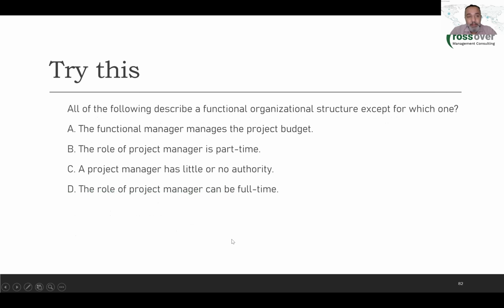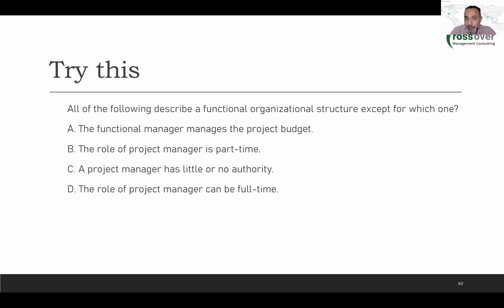Correct. Another question. All of the following describe a functional organizational structure except for which: the functional manager manages the project budget; the role of the project manager is part-time; a project manager has little or no authority; the role of the project manager can be full-time. One of them is incorrect regarding the functional structure. Which one is not correct? When we are working in a functional structure, which one is not correct?